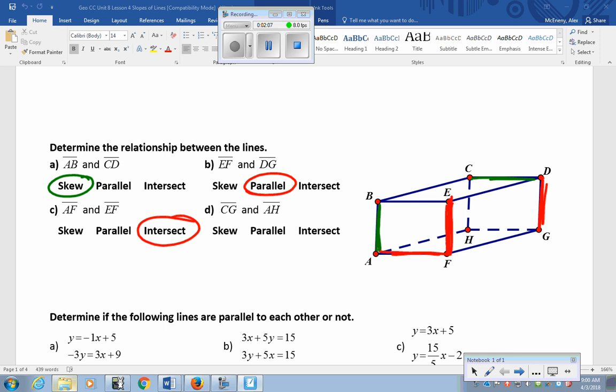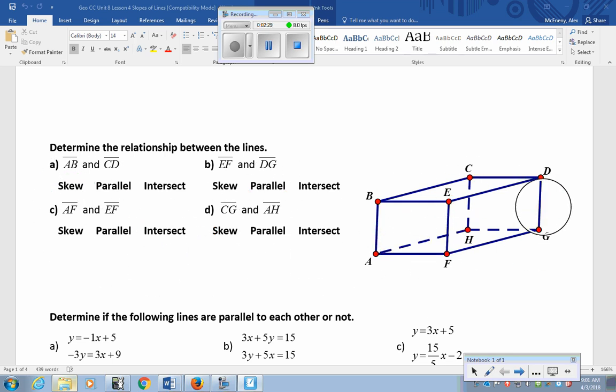And then CG and AH. CG is a diagonal line, and AH is kind of a horizontal line. Those two don't intersect, so they would be called skew. Again, this is dealing with a three-dimensional shape.